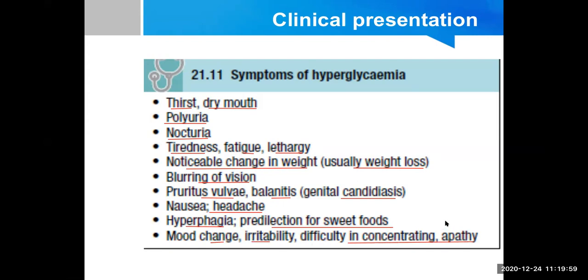Now, one small point I would like to highlight here: it depends on the sugar level. If it is very high, all these features are excessively seen. And many of these features are explained by hyperviscosity of the blood. When there is a lot of glucose present in the blood, it becomes thick. It is hyperviscous, and most of these features, I should say, are related to that.